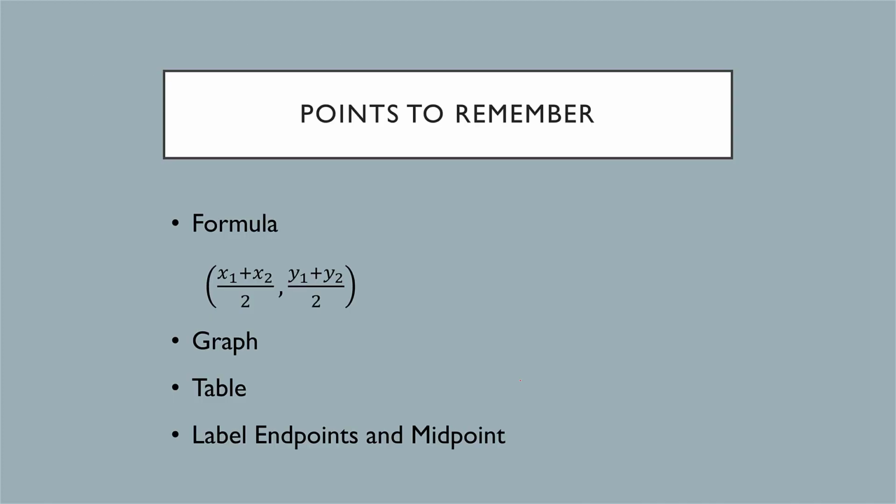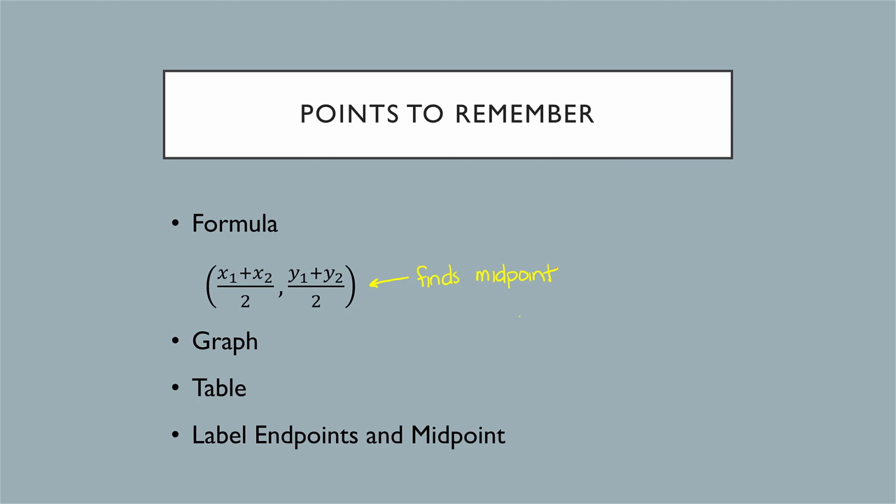So that brings us to the end of our lesson and our examples. Some things to remember. 1, you can always use the formula. Add the x's and divide by 2. Add the y's and divide by 2. But that's to find the midpoint. This does not find an endpoint. Okay? So this will find midpoint.